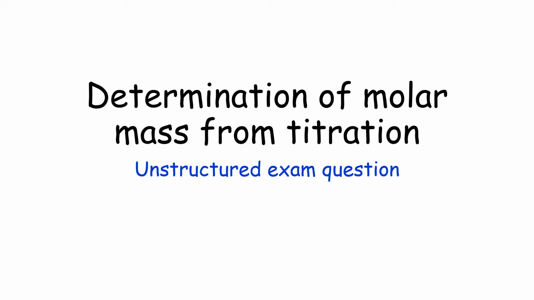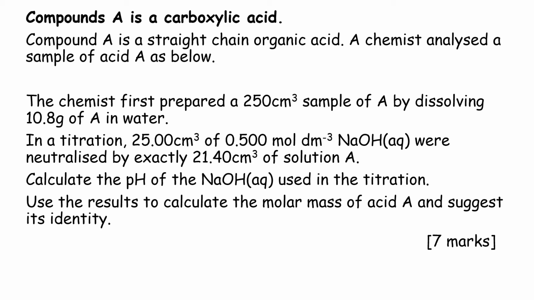Hello and welcome to this clip looking at how to determine the molar mass of a carboxylic acid from a titration. So it tells you a little bit about compound A. It's a straight chain organic acid, and it also tells you what the chemist did.